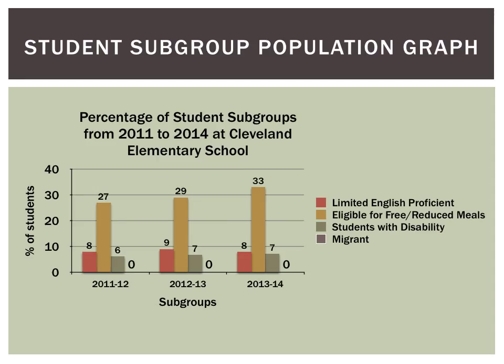This graph shows the percentage of student subgroups from 2011 to 2014 at Cleveland Elementary School. If you look at the limited English proficient students, it stayed about the same. And then if you look at the eligible for free and reduced meal students, it has gradually increased over the last 3 years. Students with disability has also gradually increased, and there are no migrant students at this time.